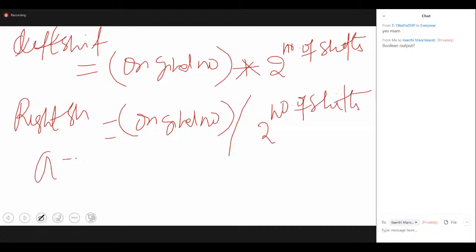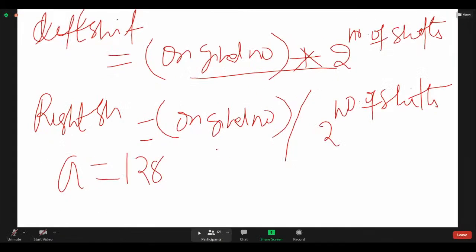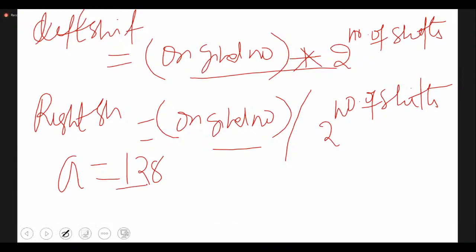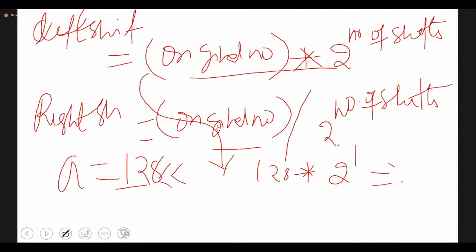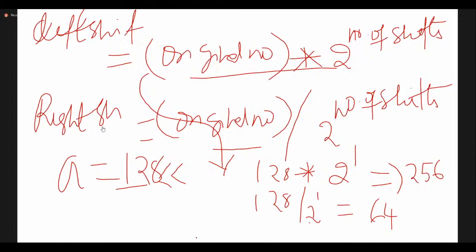For example, I gave a value of a is equal to 128. In exam, don't apply the formula, but you just check your answer when you do the shift. First, you will represent it in binary form. So if you substitute here, you get 128 multiplied by 2 power 1 for a left shift by 1 time. So you get the answer as 256. Similarly, if I do 128 divided by 2 power 1, I get 64. Now you can justify this answer. I'll just show you with a small example, then you'll understand whether this formula is correct or not.